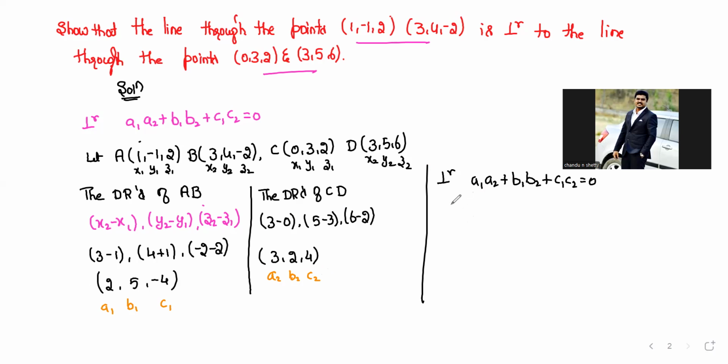The a1 value we have is 2 and the a2 value is 3, plus the b1 value is 5 and the b2 value is 2, plus the c1 value is minus 4 and the c2 value is 4, equal to 0. If you get 0 equal to 0 here, then these 2 lines are perpendicular. So now observe, 3 twos are 6, 10 minus 16 equal to 0. So 10 plus 6 is 16, minus 16, we get 0 equal to 0. Therefore the given lines are perpendicular. Clear, all of you?